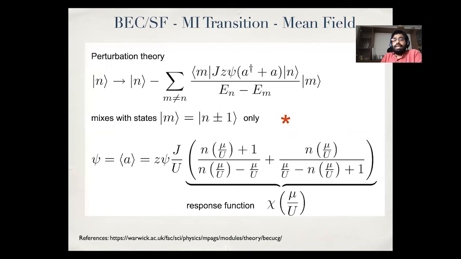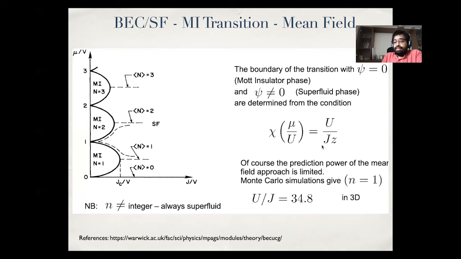So now the idea is that if I write this equation down, it has two solutions. Either psi equals 0, and this solution psi equal to 0 is valid as long as this characteristic equation, chi equal to U or Jz, has no solution. Okay. As soon as this has a solution, there is a chance for psi not to be 0, which means I am going to go from a Mott insulator to a superfluid.